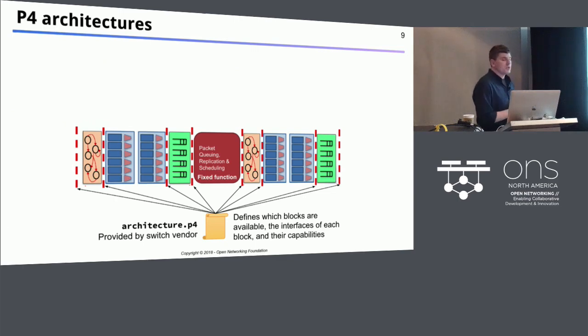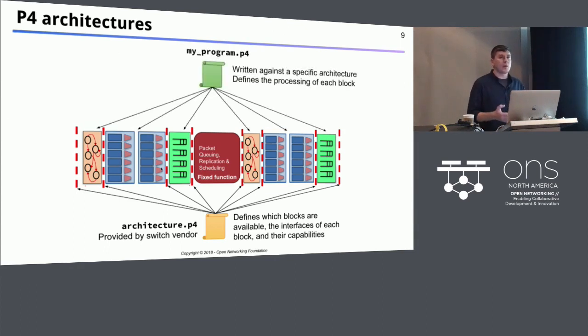This architecture definition defines basically which blocks in your pipeline are available, which parser, if there's a deparser, if there's, for example, a packet queuing and replication engine in the middle. This is what is usually used for QoS or replication for multicast. And availability of match action stages. Once you have this architecture definition file, which defines, again, the blocks and interfaces between the blocks, then you can write a P4 program against it.